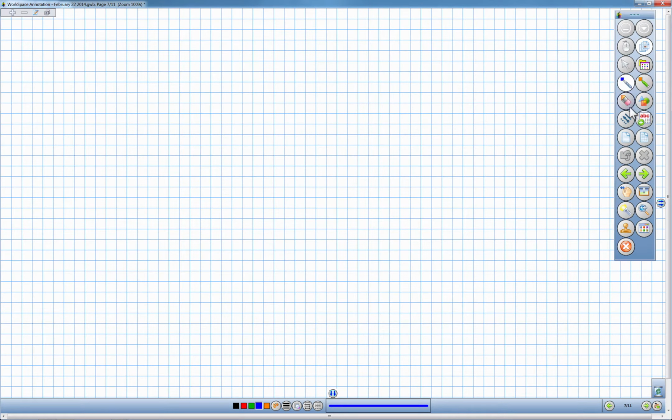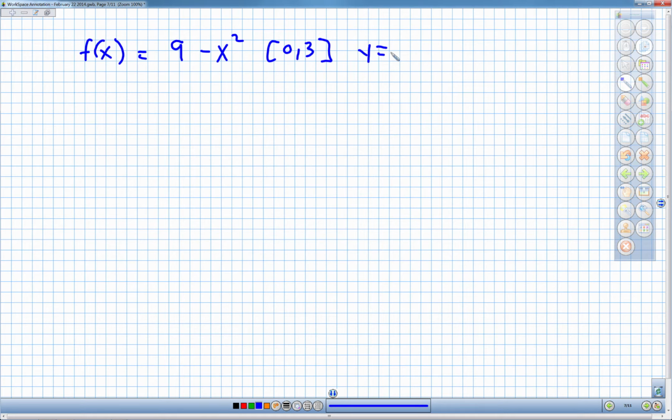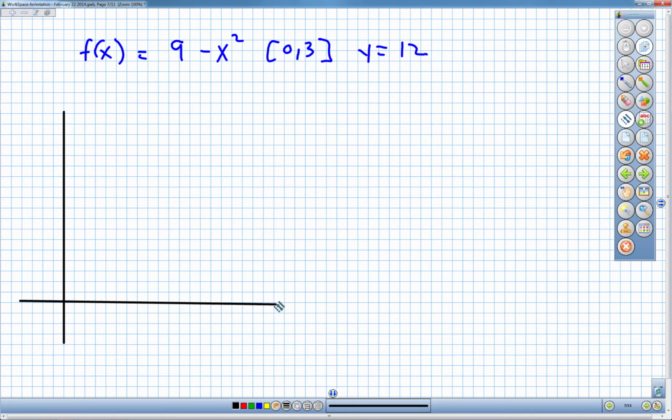All right, ladies and gentlemen, let's try to do something a little more challenging. Let's take the function f of x equals 9 minus x squared over the interval from 0 to 3, and also the line y equals 12. And what I want to do is take the area that's in between these curves. Now this is not going to be drawn to scale, so for those of you with OCD, you'll have to get over it.